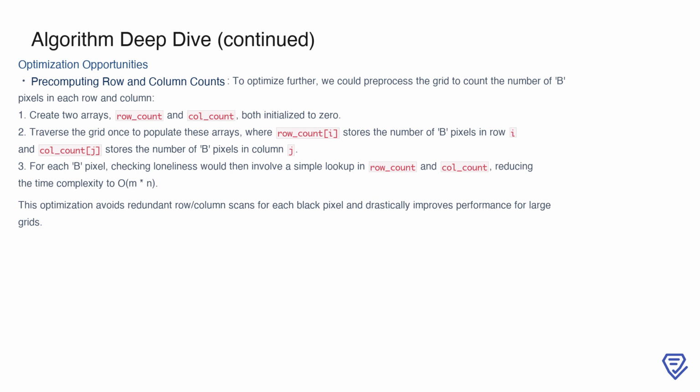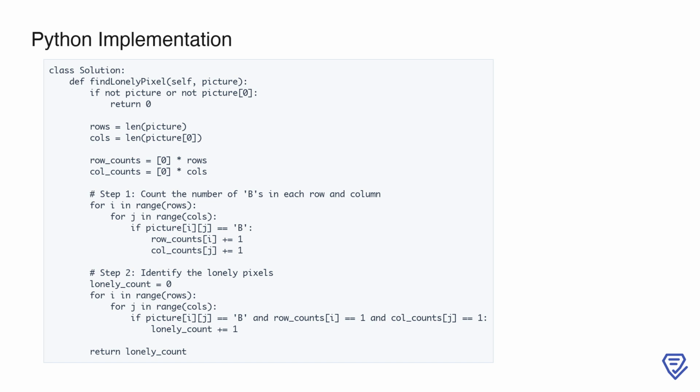Once these counts are prepared, determining whether a black pixel is lonely becomes a simple lookup operation in the arrays. If both row_count[i] and col_count[j] equal 1 for a given black pixel, it is lonely. This optimization reduces the time complexity to O(m*n), making it far more efficient for larger grids while still yielding the correct result. This solution tackles the problem of finding lonely black pixels, B, in a 2D grid, where a B is lonely if it is the only black pixel in both its row and column.